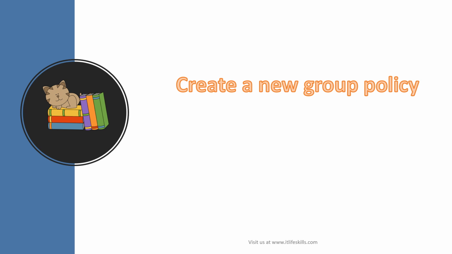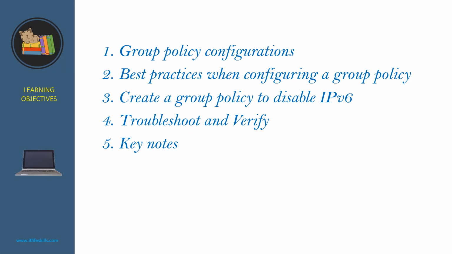In this lesson, we will learn how to create a new group policy in Active Directory. First, we will learn about the important configurations in a group policy and the best practices when configuring a group policy. After that, we will create a group policy to disable IP version 6. Then we will troubleshoot and verify our configuration. Finally, we sum up our lesson with the keynotes.